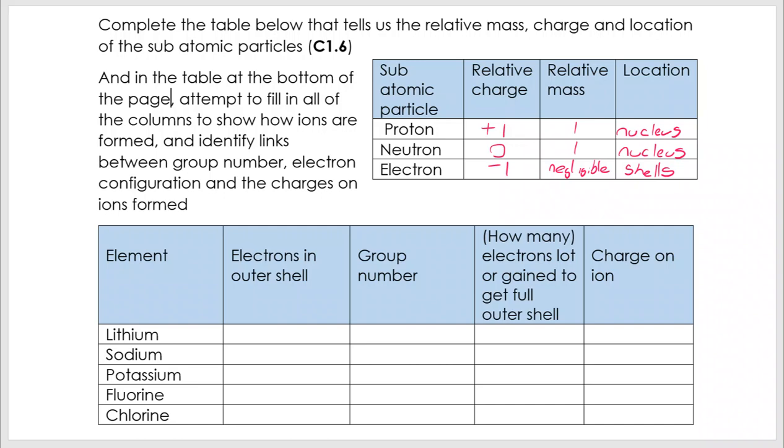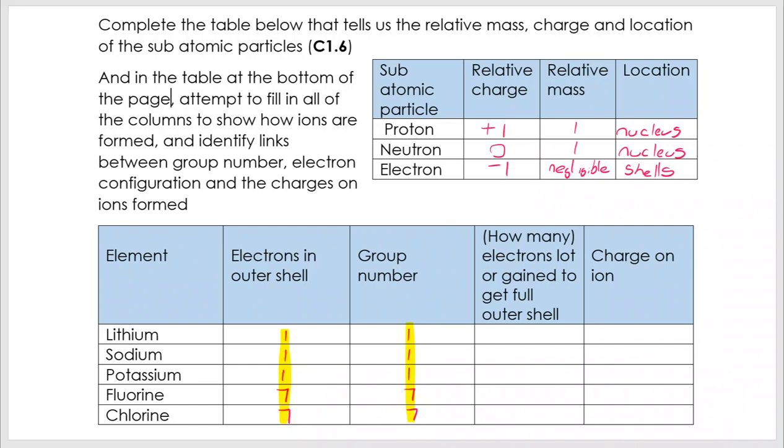Still revision of chapter 1 here, but number of electrons in the outer shell I've already just spoken about with the previous task. Lithium, sodium, potassium all have 1 electron in their outer shell. Fluorine and chlorine have 7 in their outer shell. If I then put their group numbers in, we can see group number is equal to the number of electrons in the outer shell.